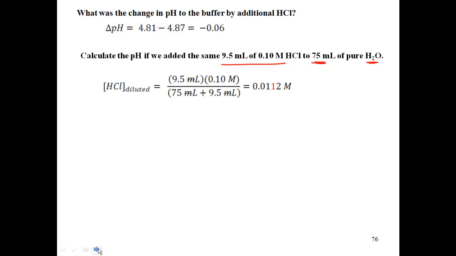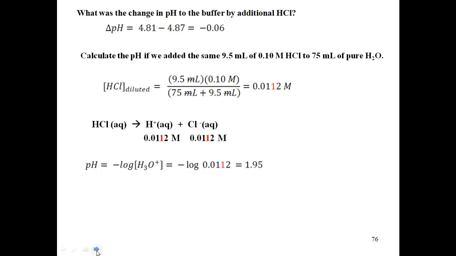So now my question basically is, I have this 0.0112 molarity of HCl. What is the pH? Well, is it an acid, base, or salt? It's an acid. Strong or weak? Strong. How do we handle a strong acid? Ionize it 100%, which means HCl breaks up into H+ and Cl-, which means I've got 0.0112 molarity H+ and 0.0112 molarity of Cl-. I don't really care about the Cl-, but the H+ will give me my pH. Take the negative log of hydronium, which gives me the negative log of 0.0112, which gets me 1.95.